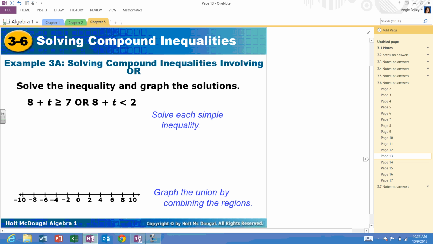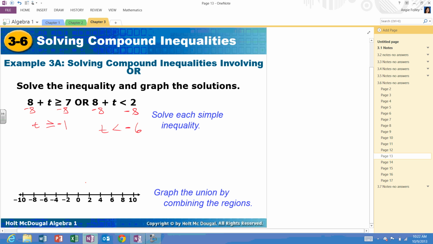Okay, so 8 plus t is greater than or equal to 7, or 8 plus t is less than 2. We need to isolate our t, so we need to work out each one separately. So to get rid of the 8 on this one, I'm going to have t is greater than or equal to negative 1. This one I also have to subtract 8. That's just because it's the same on that side. It's not always going to be the same. So t is less than, I'm going to have negative 6.